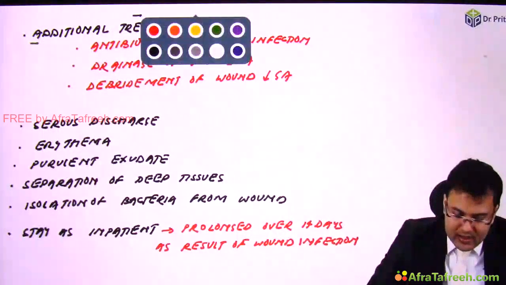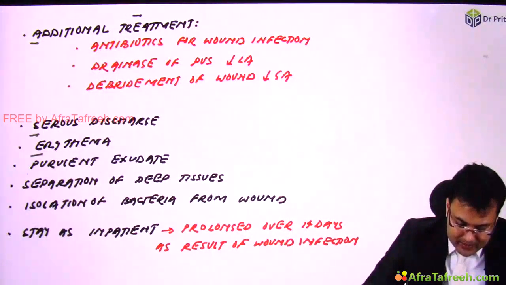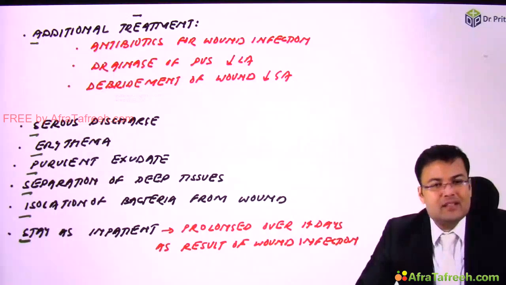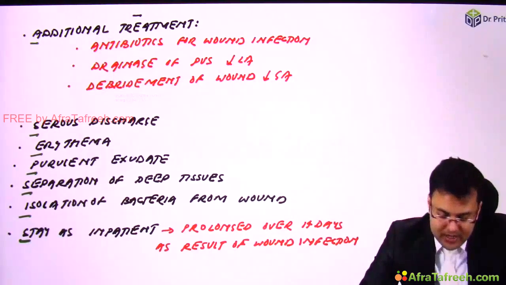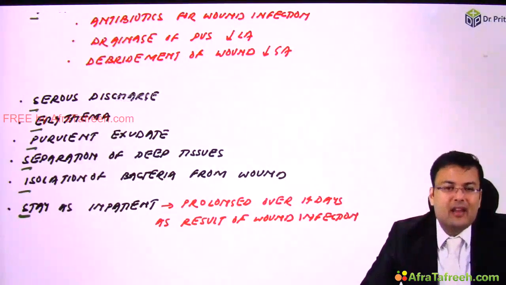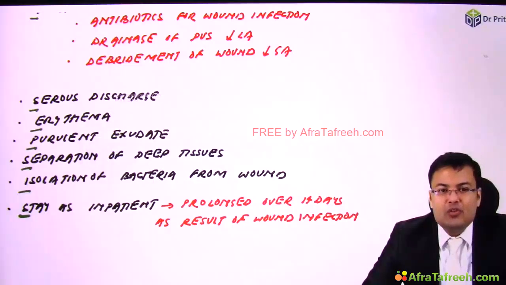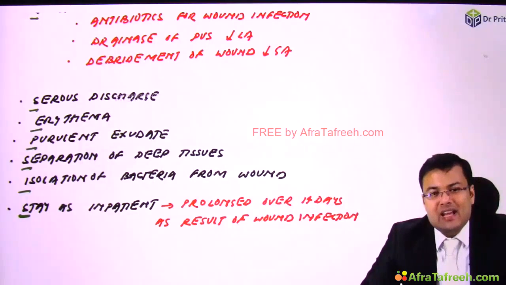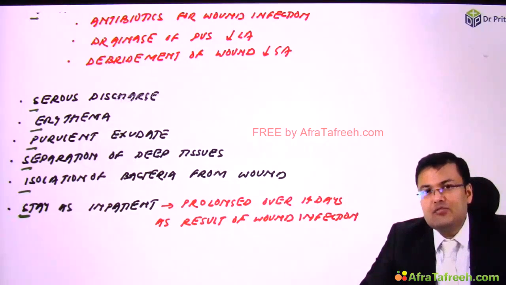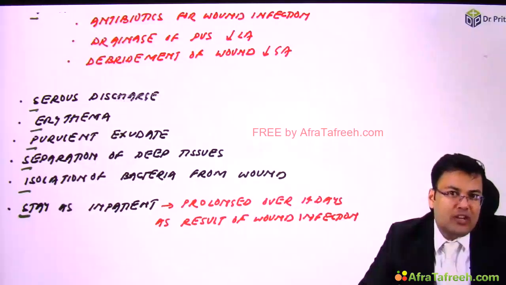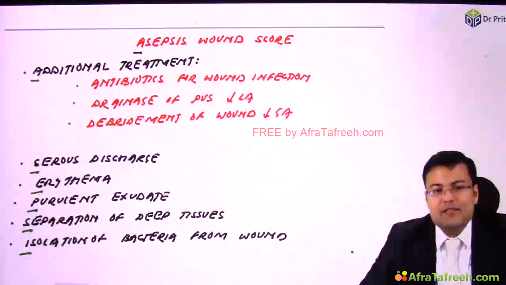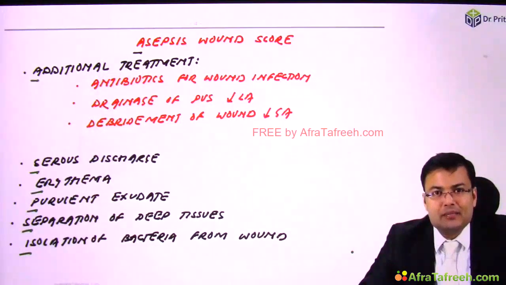Now see, the mnemonic is here, ASEPSIS. A means additional treatment, S serous discharge, E erythema, P purulent exudate, S separation of deep tissues, I isolation of bacteria from wound, and S stay as inpatient, prolonged over 14 days as a result of wound infection. So the Southampton wound grading system and the ASEPSIS score, these two are frequently asked nowadays in exams.